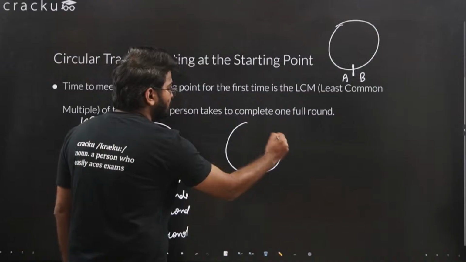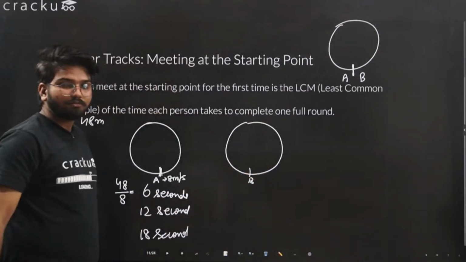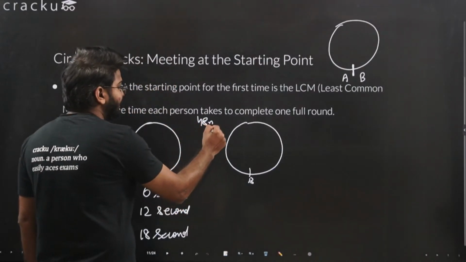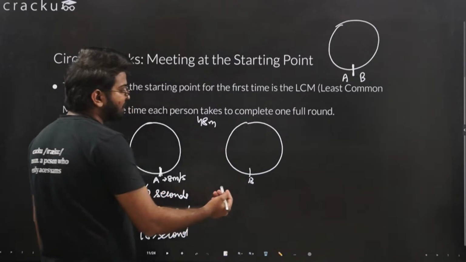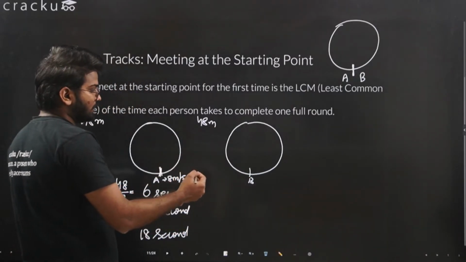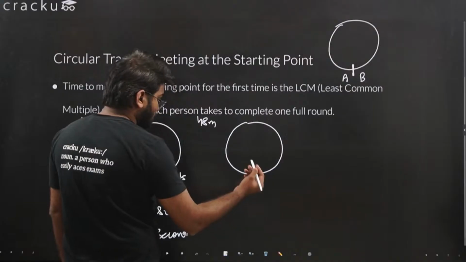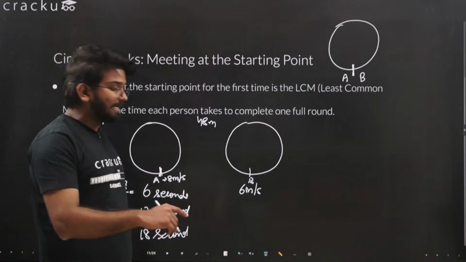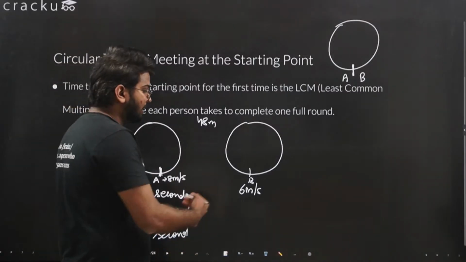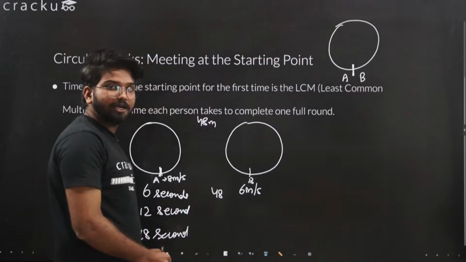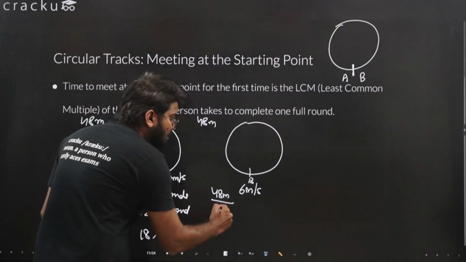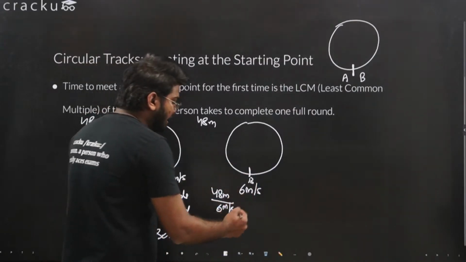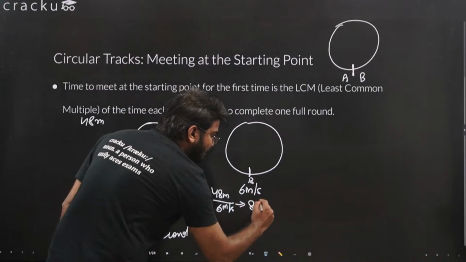Let's take another case. It is B here. Now B is running the same track. The length is 48 meters, and let's say the speed of B is 6 meters per second. So how much time will B take to reach the starting point? He has to cover the whole track, that is 48 meters, with the speed of 6 meters per second. So B will reach this point again after 8 seconds.